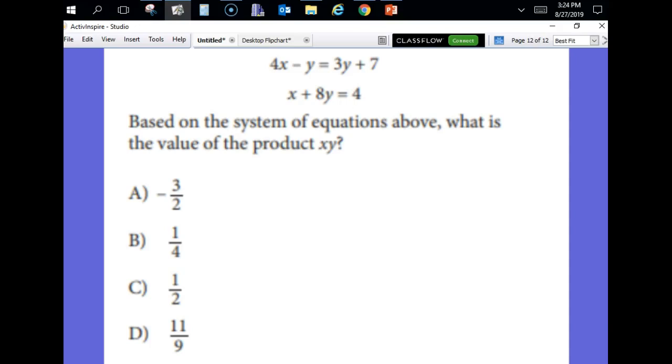Okay, you guys will find this problem in your PSAT booklet. I believe it's number 2. We're being asked to solve this system of equations, and once we find the values of x and y, we're being asked to multiply them, and that will be the answer we look for over here.